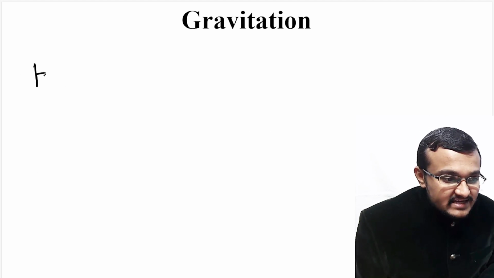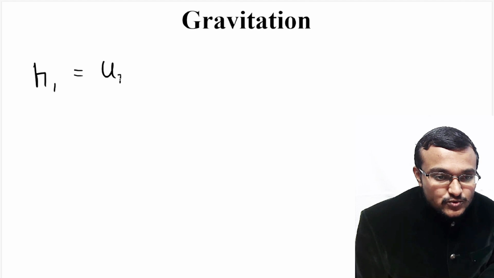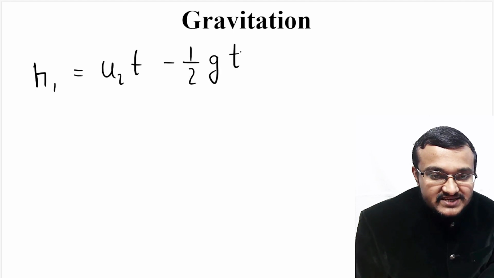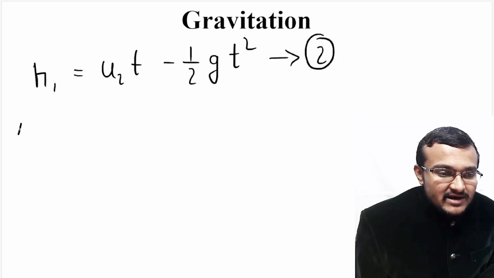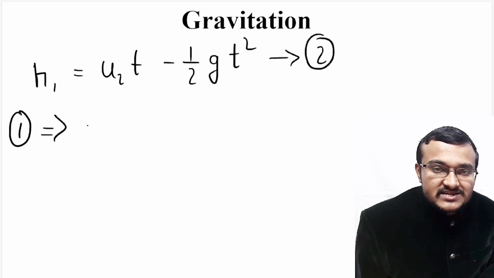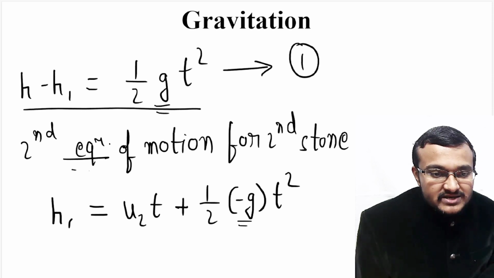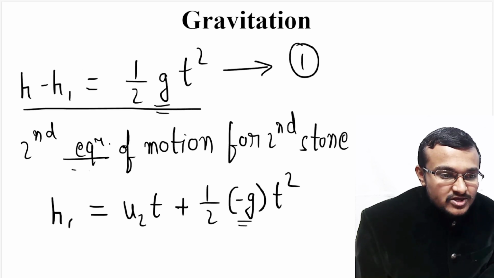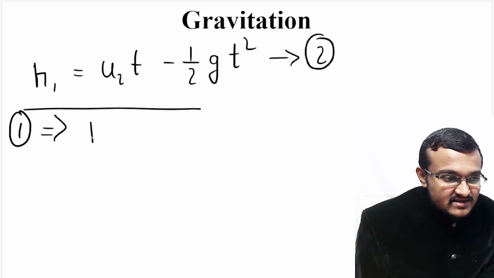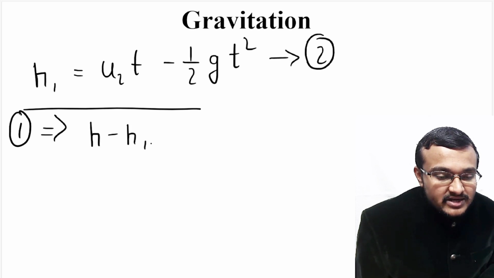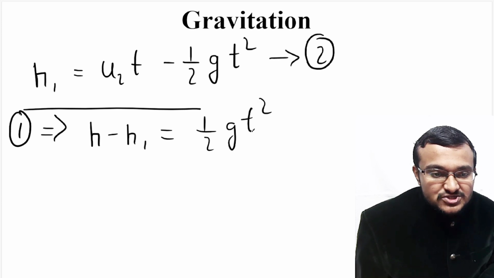So now we are getting the equation h1 is equal to u2t minus half gt square. Let us call this equation 2. Now again we will write equation 1. So what was equation 1? Here you can see h minus h1 is equal to half gt square. So equation 1 I am writing here again: h minus h1 is equal to half gt square.